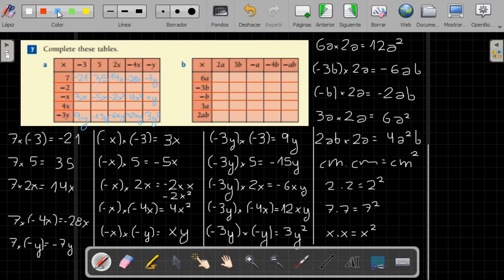Let's complete this part, and it goes like this. 12a squared, minus 6ab, minus 2ab, 6a squared, and finally 4a squared b.